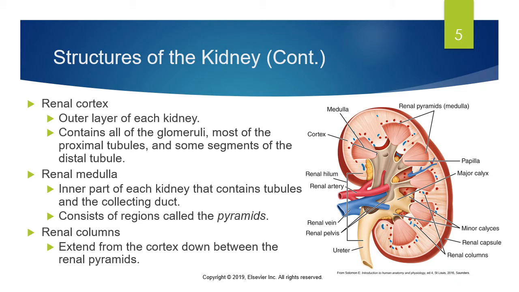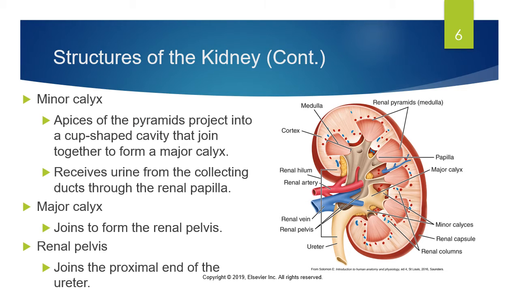Here we see the renal cortex, the medulla, and the columns. Here we see the minor and major calyces and the renal pelvis. So the major calyx joins to form the renal pelvis, and the pelvis joins the proximal end of the ureter.